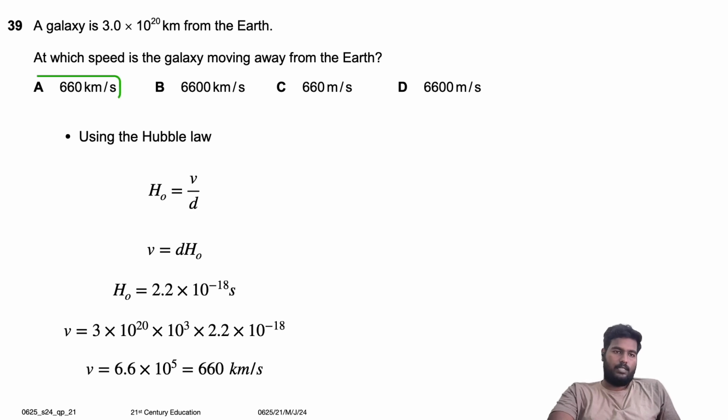So option A. We have to be a little careful about this point, because if we just directly take 10 power 5, we might get confused whether it's 6600 or 660 kilometers. So it's better to count the number of digits.